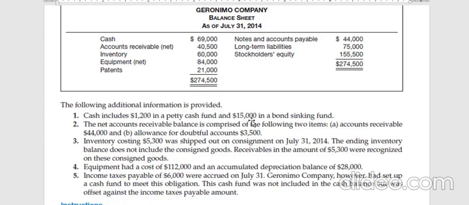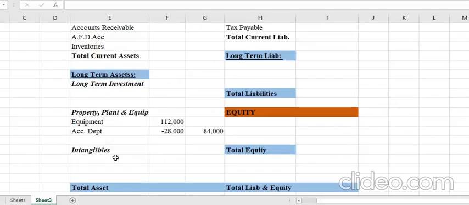This $15,000 has a different use, ladies and gentlemen. Remember this thing. This $15,000 is a bond sinking fund. Bond has a longer life. It is a long-term investment, and it will not be used spontaneously. It will take some time and then it will be used actually. By the way, if I want to shift this bond sinking fund of $15,000, I will write it here in the long-term investment, bond sinking fund. And what is the amount of bond sinking fund? $15,000. It will be written here.